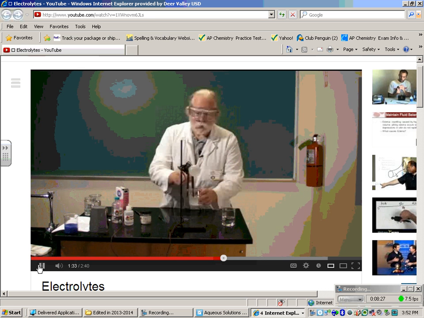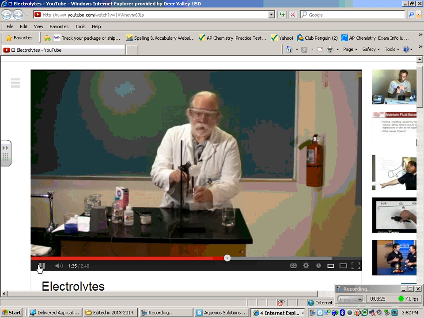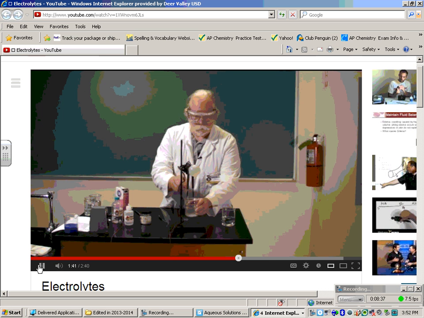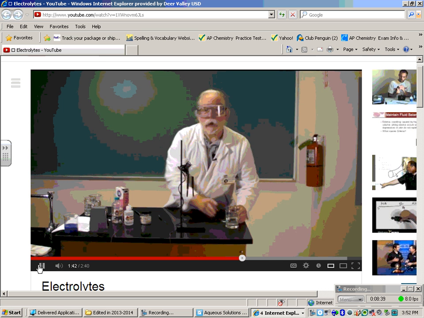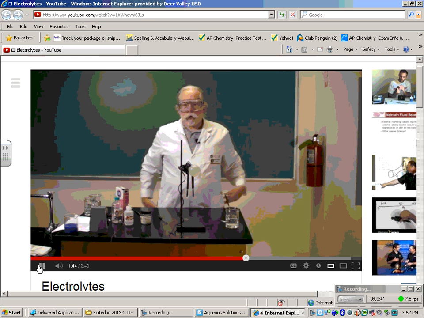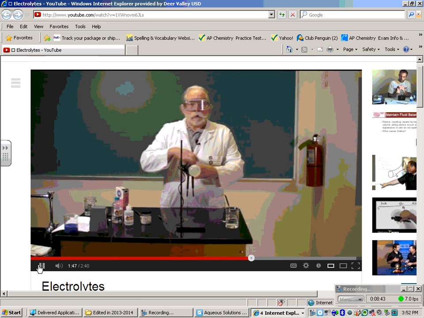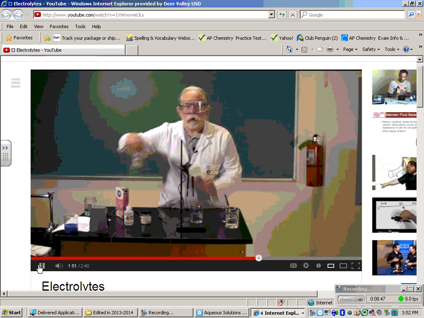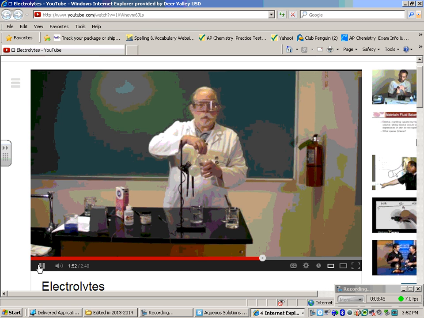As the sugar dissolves, the light does not light up. So did you get it right? Sugar is a non-electrolyte. Some acids and bases are also strong electrolytes. Here's an example of some hydrochloric acid. Only a little bit in the water.